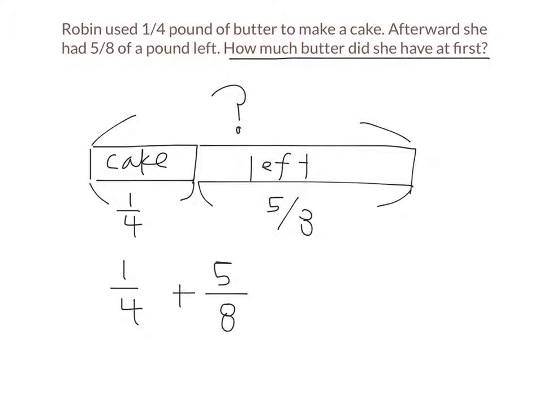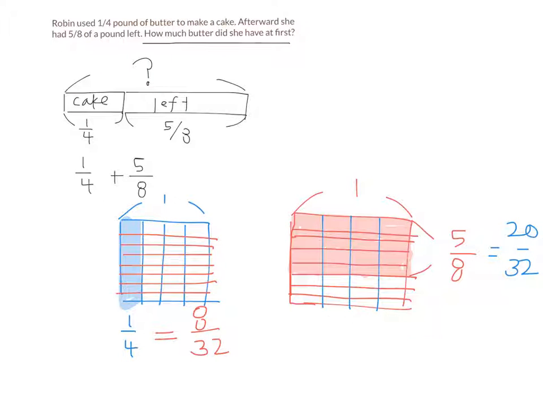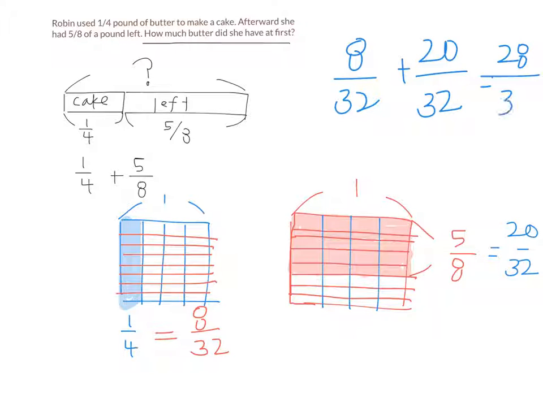5/8. Make sense? Okay. So from our rectangular fraction models, we can see that 1/4 is equivalent to 8 32nds, and 5/8 is equivalent to 20 32nds. So if I wanted to rewrite this math problem, I could rewrite it as 8 over 32 plus 20 over 32. If I have 8 32nds and I add 20 more, how many do I have? 28 over 32. Can I simplify that fraction? Yep, because 28 and 32 are both divisible by 4.